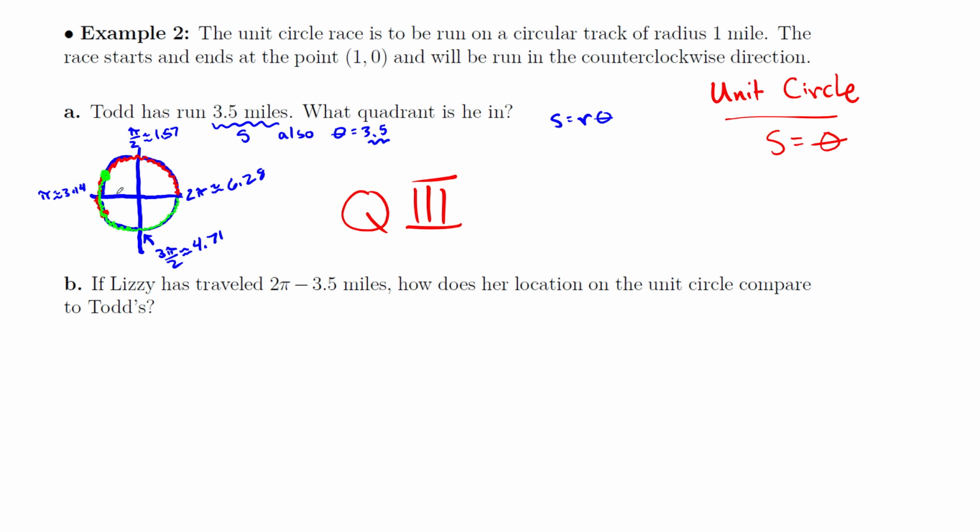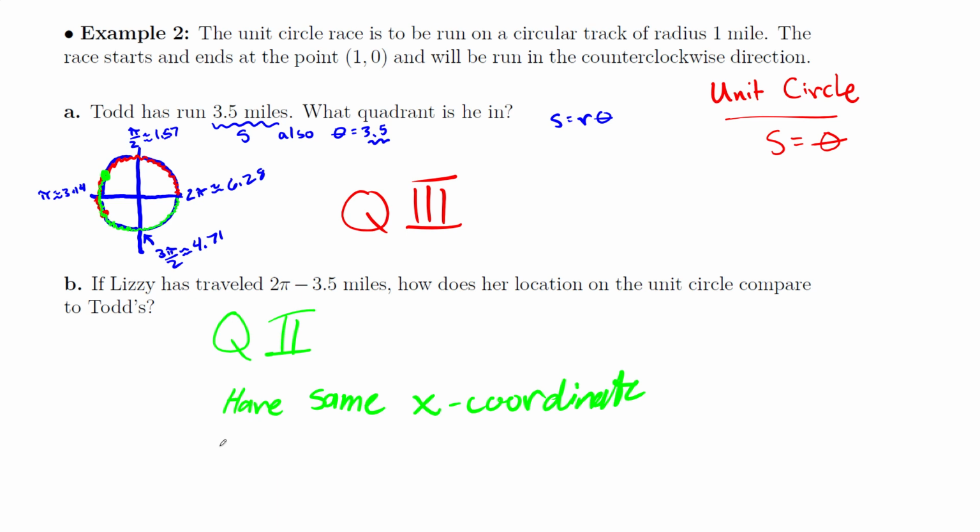And so if we compare those two to each other, for one, we can definitely say she's in quadrant 2, right? But then we can do better than that. It certainly seems like they have the same x coordinate, right? And they have opposite y coordinates. Okay, and so again, we're just kind of getting a feel for how to deal with locations on the unit circle.